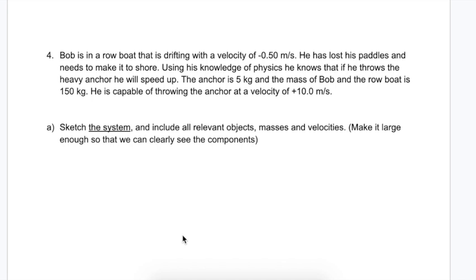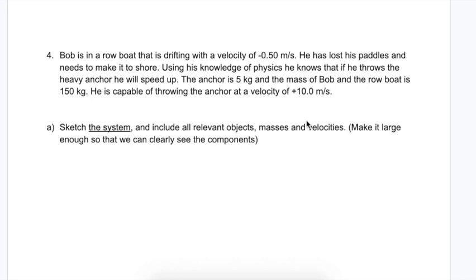He's lost his paddles and needs to make it to shore. Using his knowledge of physics, he knows that if he throws the heavy anchor, he will speed up. The anchor is 5 kg, and the mass of Bob and the rowboat is 150 kg. He's capable of throwing the anchor at a velocity of positive 10 meters per second.